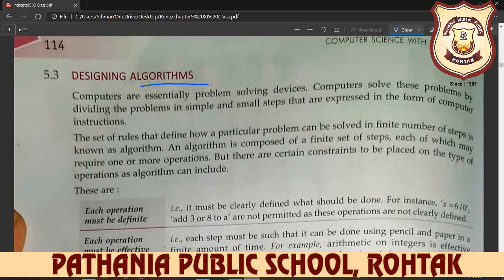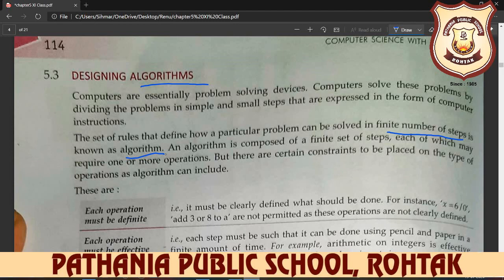Computers are essential problem solving devices. Computers solve problems by dividing them into simple and small steps that are expressed in the form of computer instructions. A set of rules that define how a particular problem can be solved in a finite number of steps is known as an algorithm. The step by step solution of your program is your algorithm.